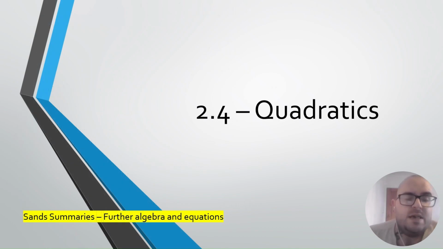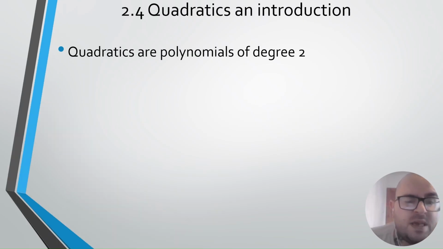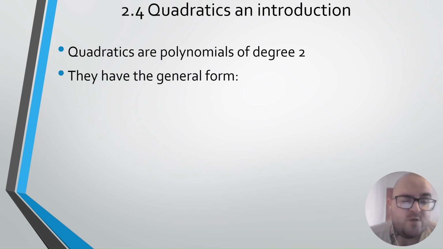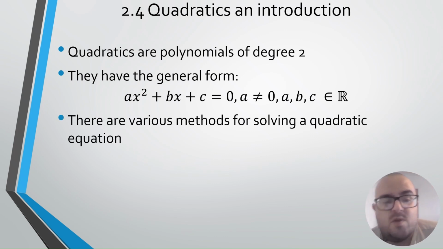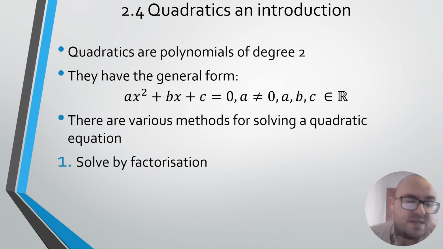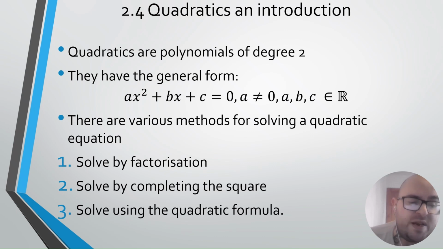Quadratics. These are smiley faces. Quadratics are polynomials of degree 2. They have the general form ax squared plus bx plus c, where a is non-zero and a, b and c are real numbers. There are various methods for solving quadratics. We'll solve by factorisation, solve by completing the square, or solve using the quadratic formula.